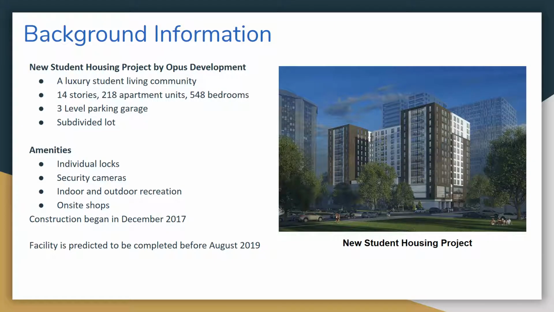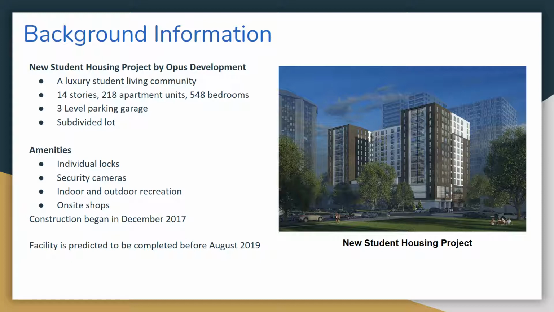The residential high-rise for student living is being developed and built by the Opus Group in collaboration with the Carlyle Group. It is located on the northwest intersection of John and 4th Street in Champaign, Illinois. The exact lot is subdivided and will be shared with a fraternity house on campus.